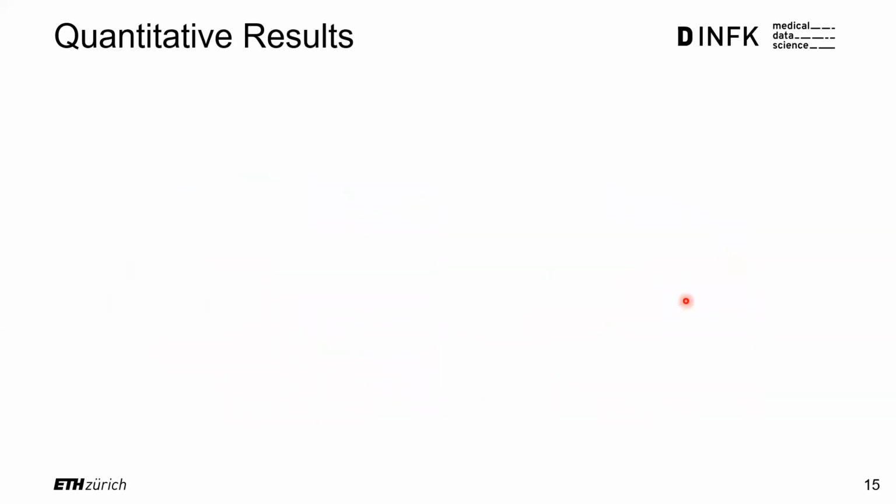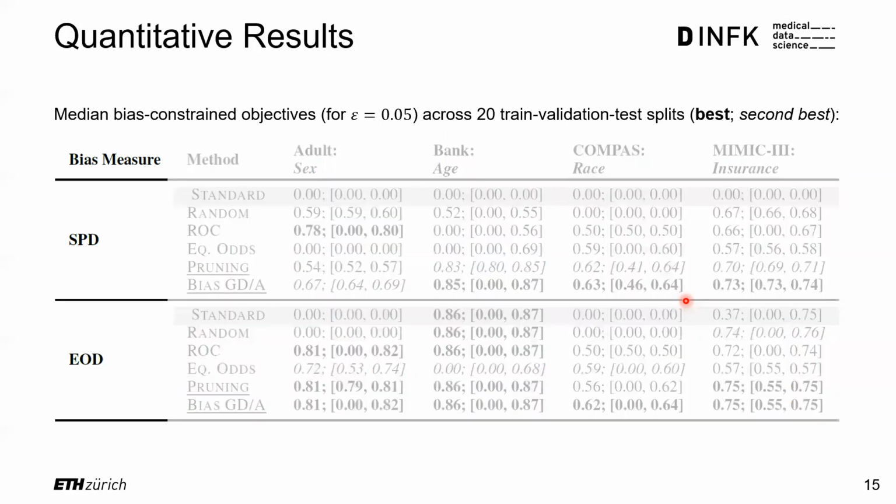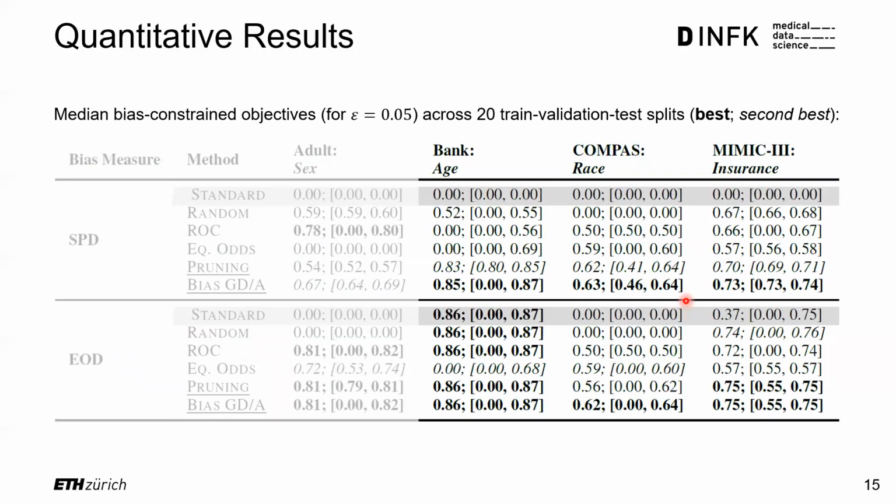Looking at the quantitative results here in this table, we can see median bias constrained objectives for the upper bound of epsilon equal to 0.05 across 20 train validation test splits. We have performed debiasing with respect to both bias measures, the SPD and the EOD, for all of the datasets. Looking at the Bank, Compass, and Mimic3 datasets, we can see that in all of the cases, pruning and bias GDA on average achieve the best performance and offer the most balanced performance across all of these datasets and bias measures.